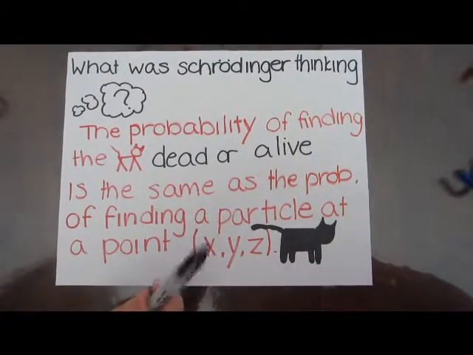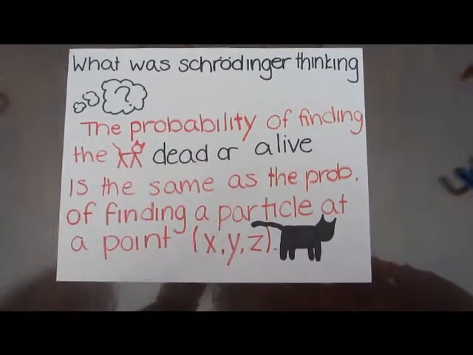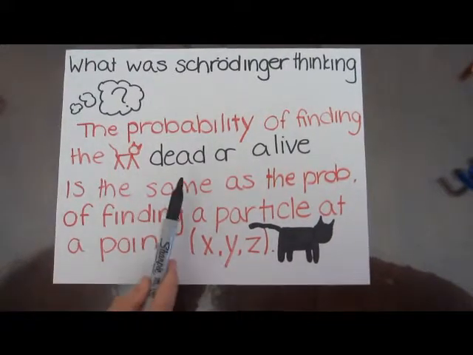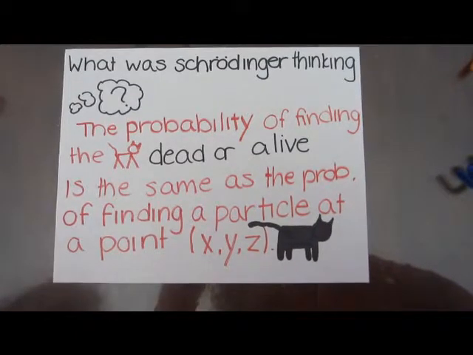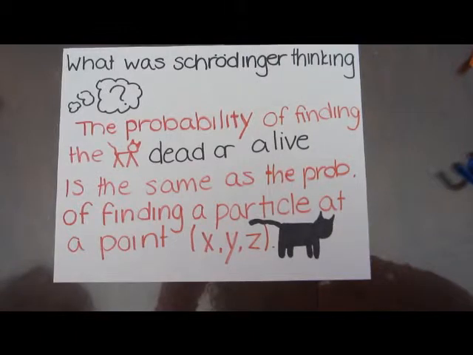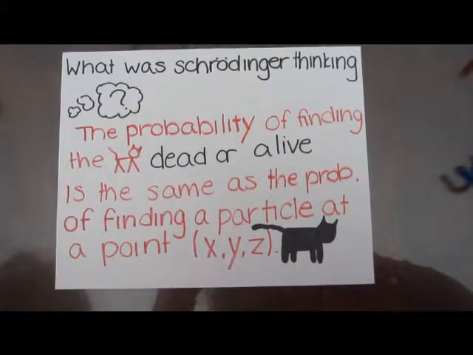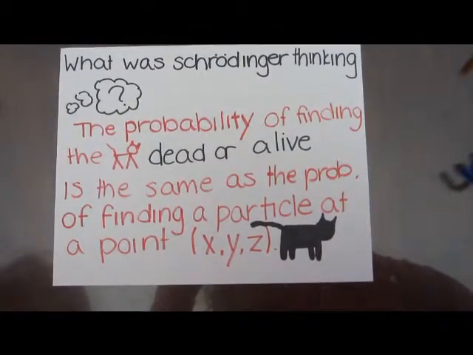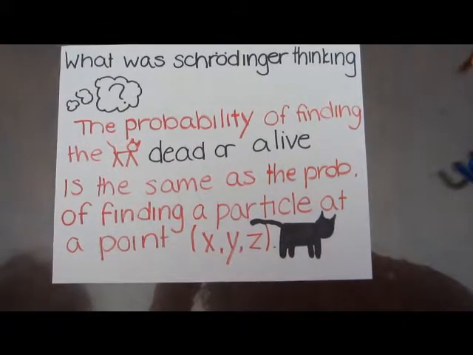So what exactly was Schrödinger thinking? The probability of finding the cat, dead or alive, is the same as the probability of finding a particle at that point. And in Schrödinger's words, the psi function of the entire system would express this by having in it the living and the dead cat mixed or smeared out in equal parts. We'll now be moving on to defining a couple of terms and giving a couple of equations.